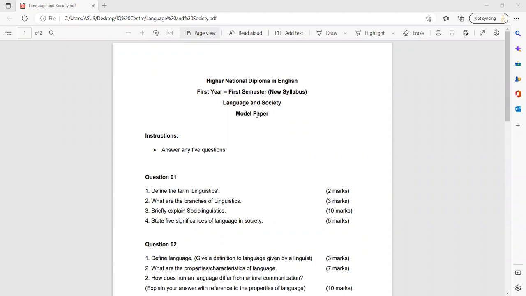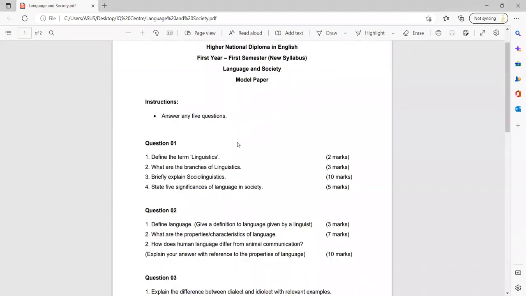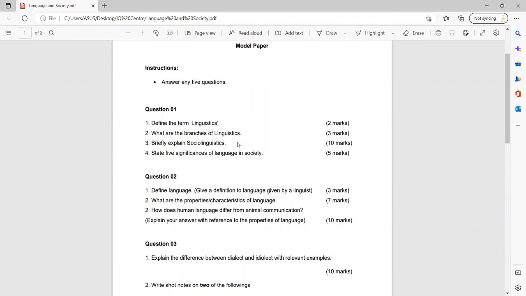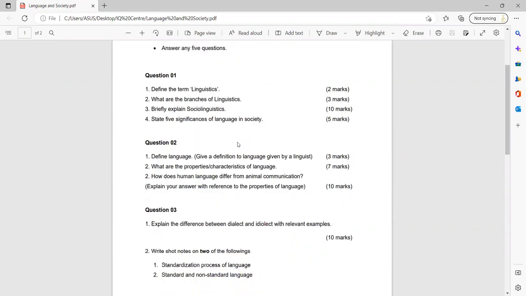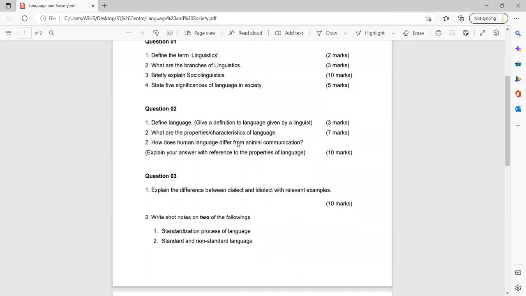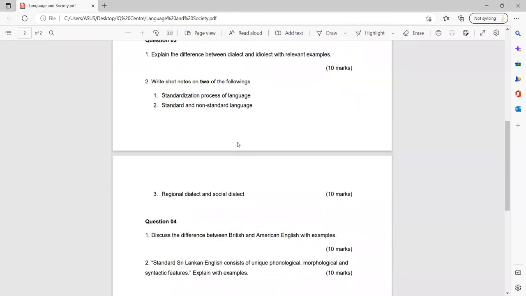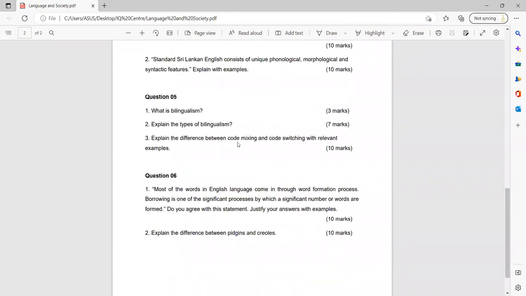This is a model paper which is prepared for the language and society subject. Here in our paper, there are 6 questions. You need to write down answers for any 5 questions. You can select 5 questions out of those 6. Okay, here you can see question number 1, 2, 3, 4, 5 and 6 like that.